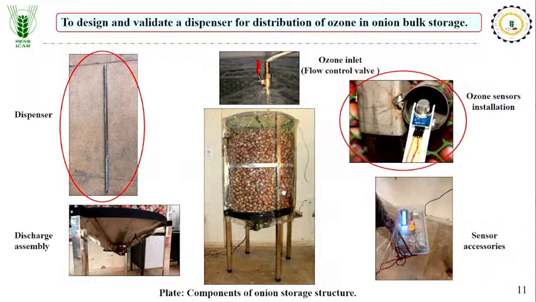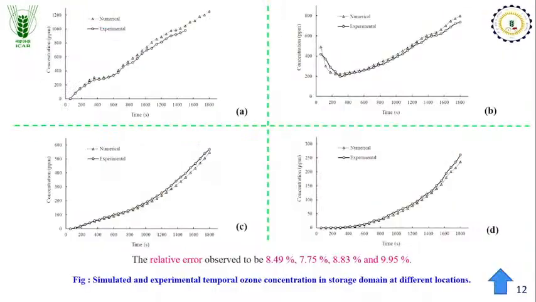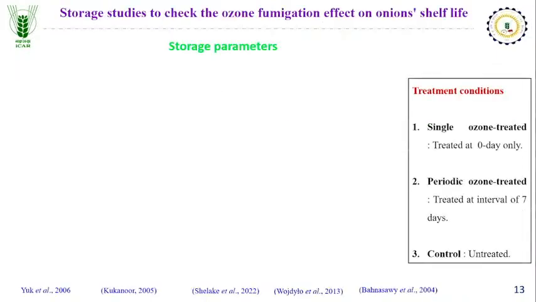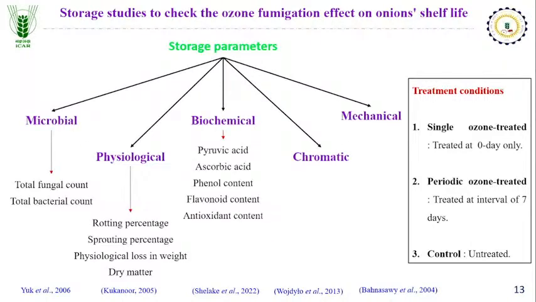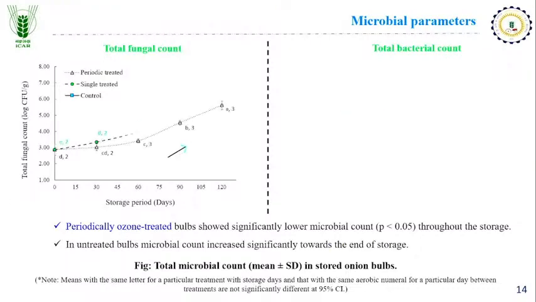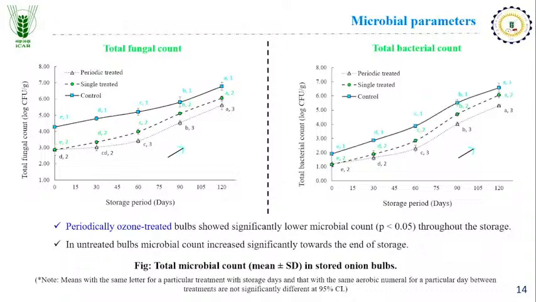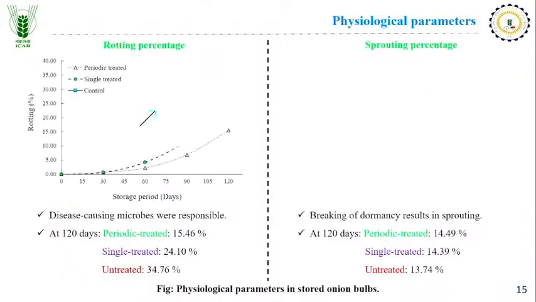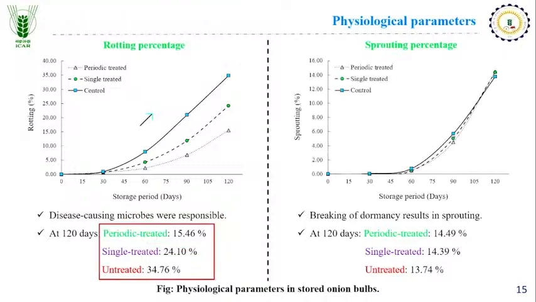Then we fabricated the dispenser and studied the simulated and experimental temporal ozone concentration, and the relative error observed was 10%. Then we also checked the different storage parameters, and we observed that the periodically ozone-treated bulbs had a lower microbial count. Then we also studied the physiological parameters. Rotting percentage for periodically treated bulbs was 15.46%, and untreated around 35%.